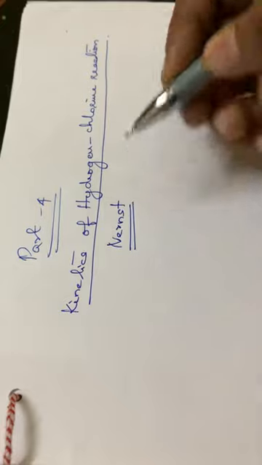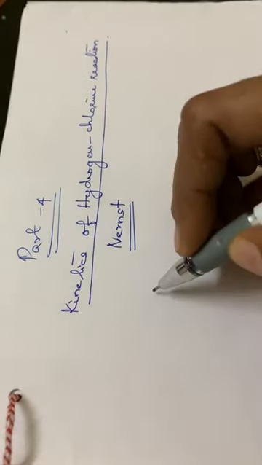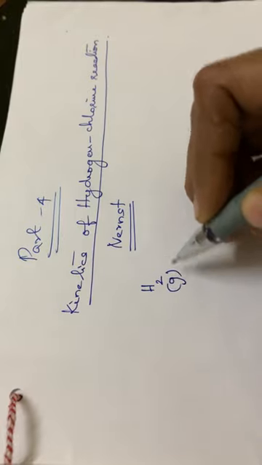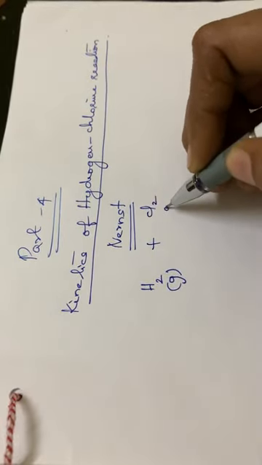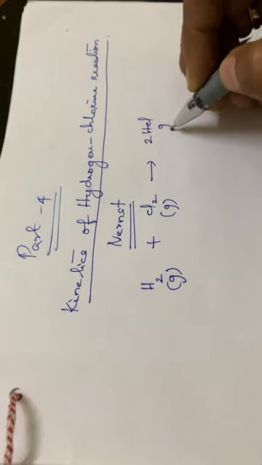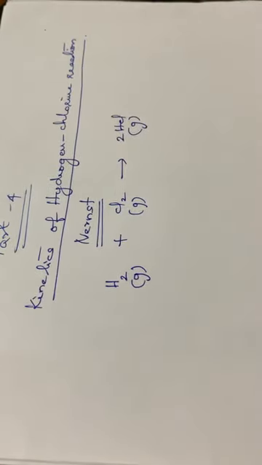So here, in the case of the hydrogen-chlorine reaction, we can write the equation like this: hydrogen in the gaseous state plus chlorine, also in the gaseous state, to give 2HCl, again in the gaseous state.